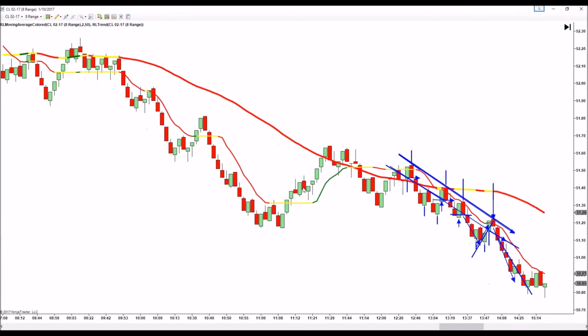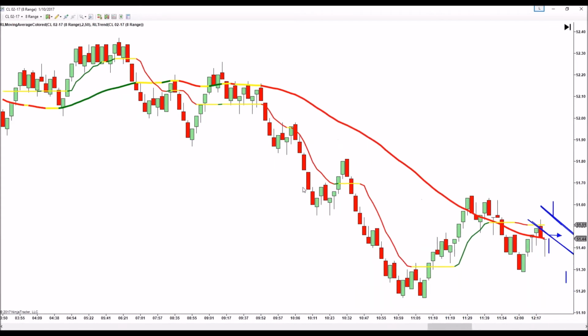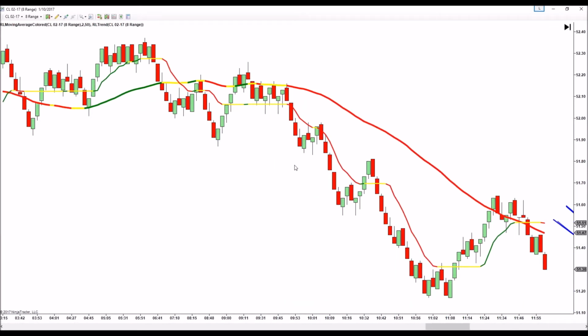Let's find another one. And remember, when you do them in retrospect, they always look great. But what we have right here, well, these are just more triple tops. You just can't trade that.